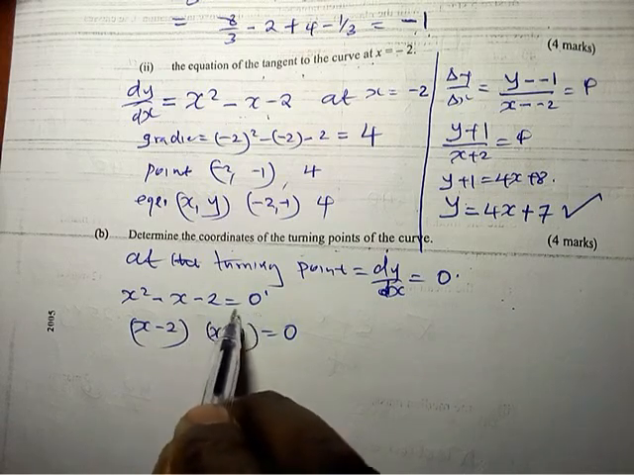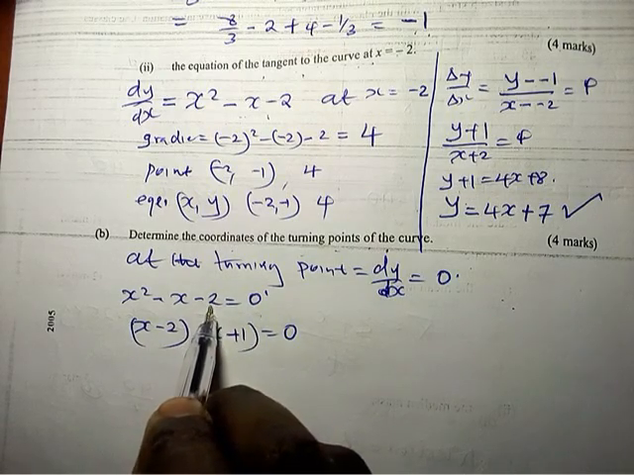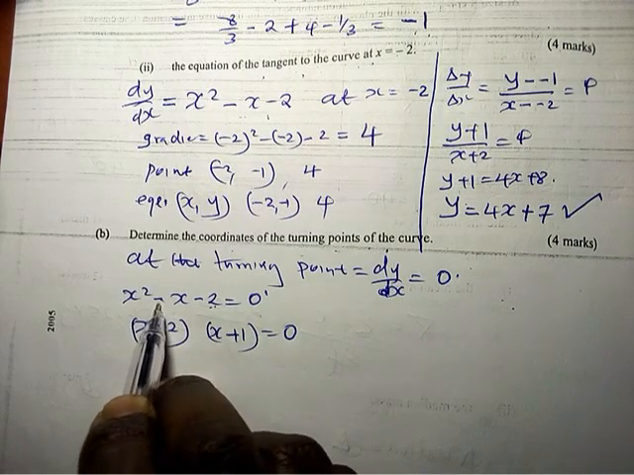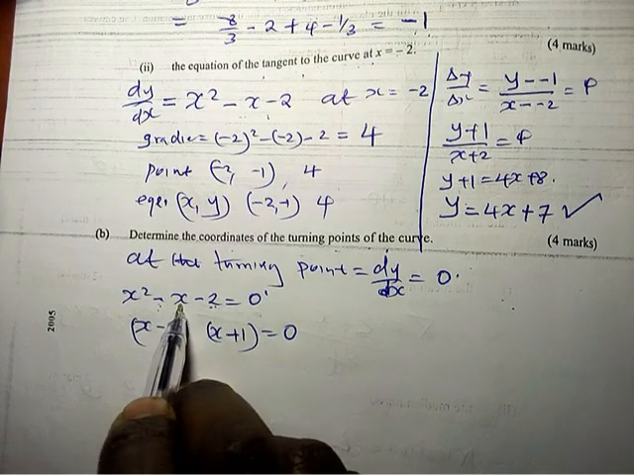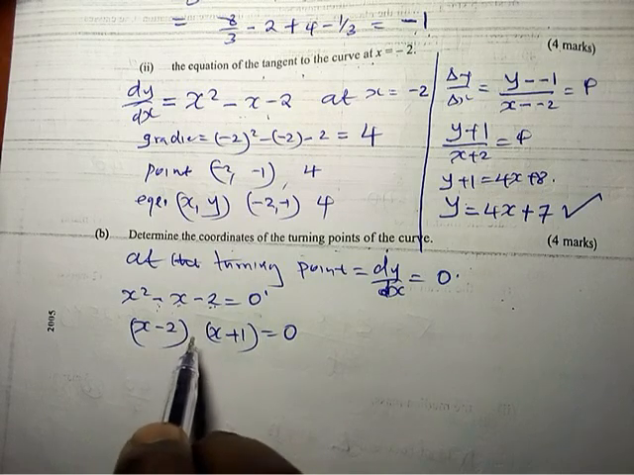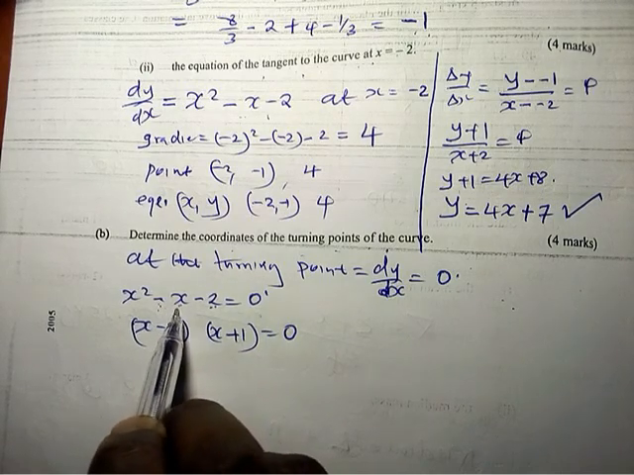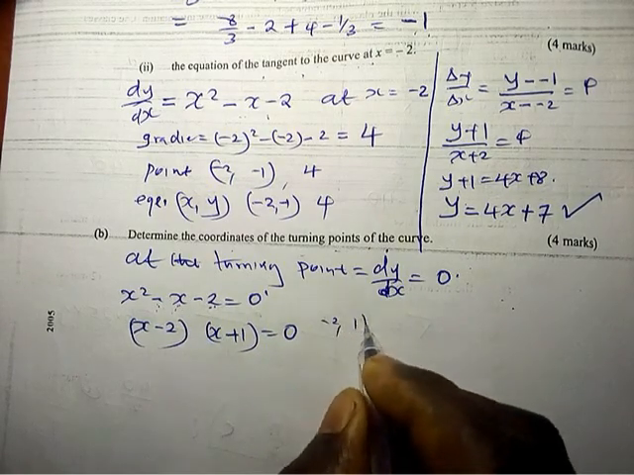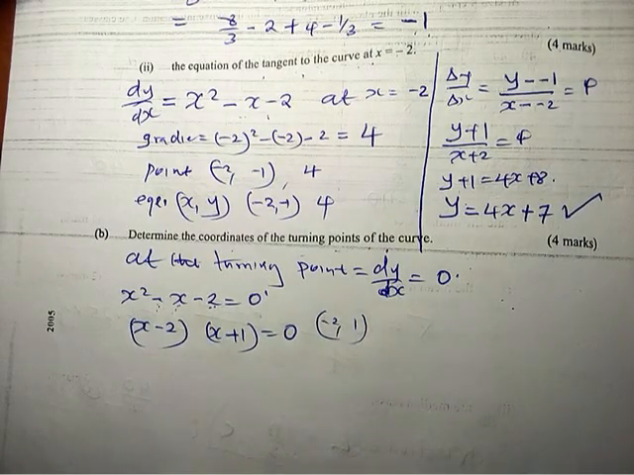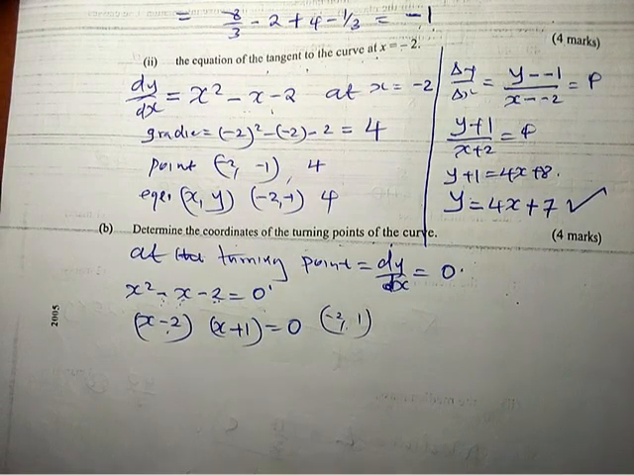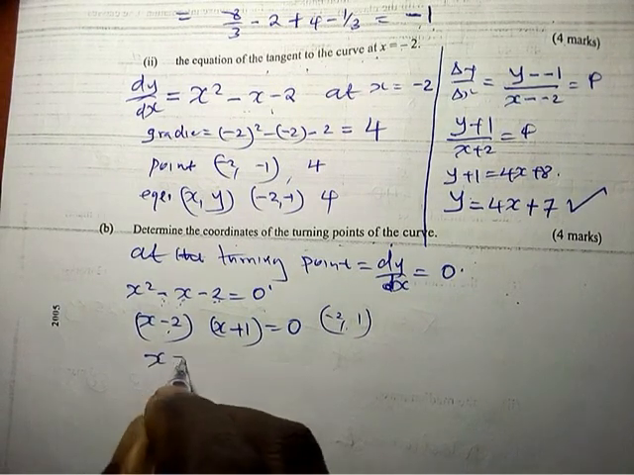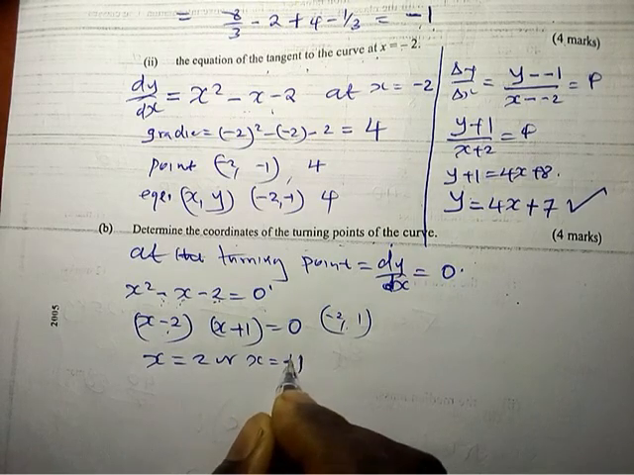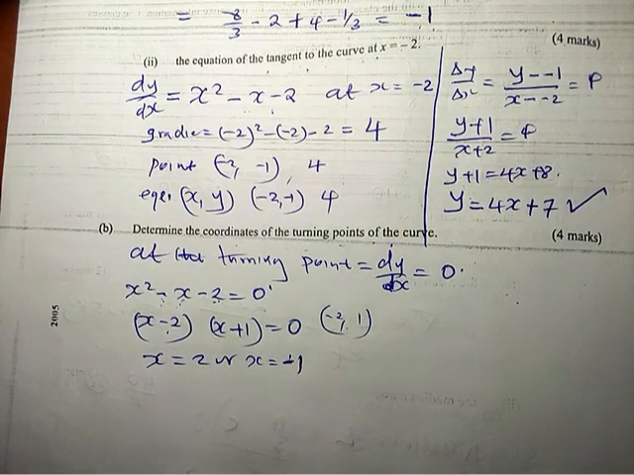You look for two numbers, when you multiply they give you what? They give you negative 2. When you add they give negative 1. Which numbers are those? The numbers are negative 2 and 1. Okay? Yeah, the numbers are these. That is why I have done it quickly. So it means x is equal to 2 or x is equal to negative 1.